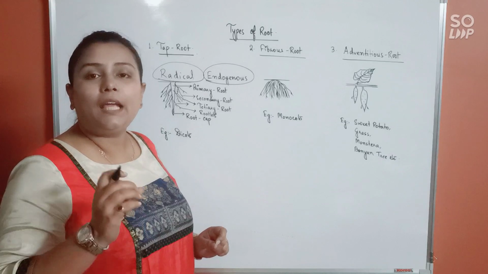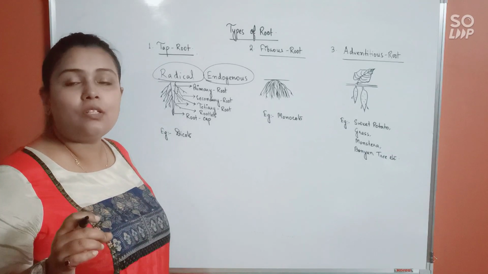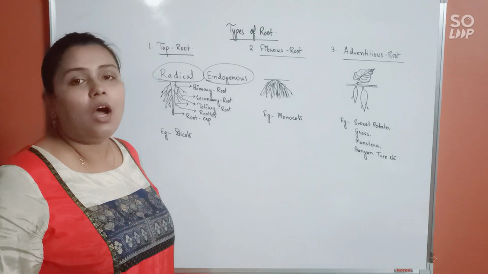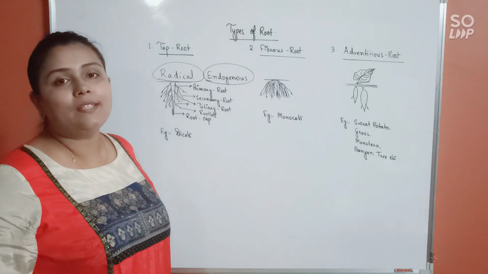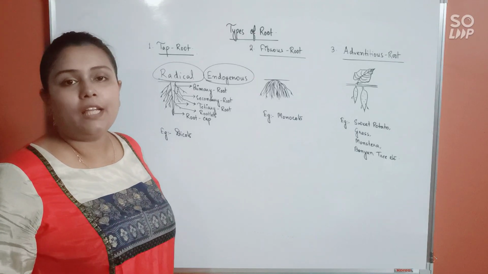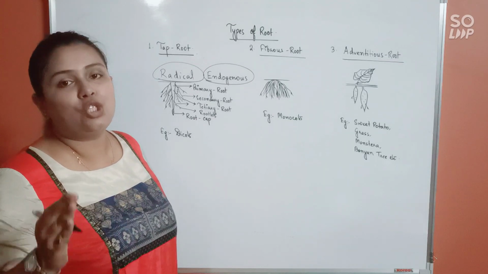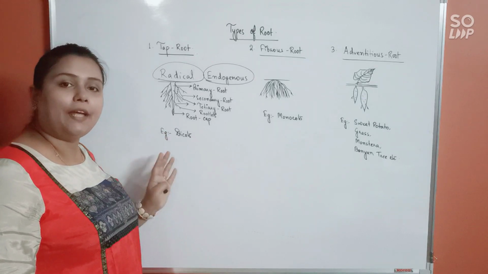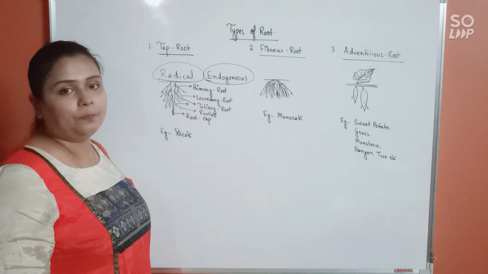Why? Because the stem also bears branches, right? But the branches in stem will be exogenous. So it's a very important thing for you to remember. In roots, the branches are endogenous, whereas in case of stem, they will arise from outside the pericycle, so we call it exogenous. Now, a common example for taproot system will be most dicots. In dicots, mostly we'll be finding taproot system.